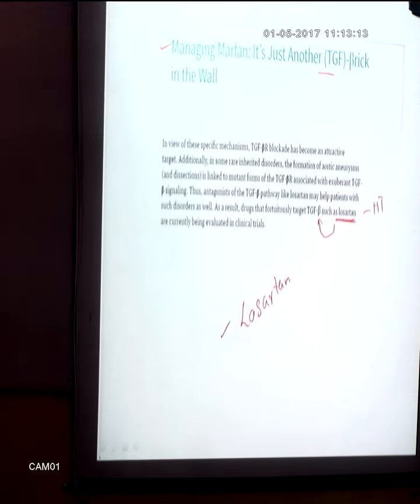So losartan, if you give losartan daily, it has been evaluated. This could be a future MCQ also. Losartan can provide a solution for Marfan syndrome. Just a tablet within $10. Just a tablet can produce a solution to Marfan syndrome. This is amusing. This is science. Okay.